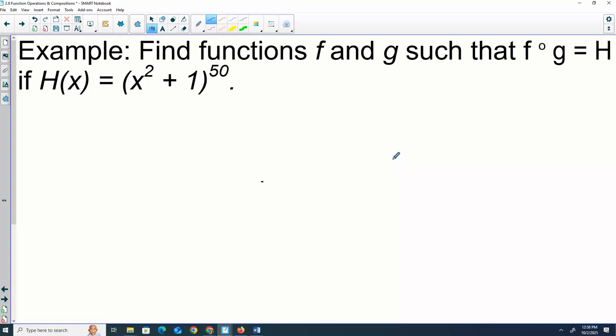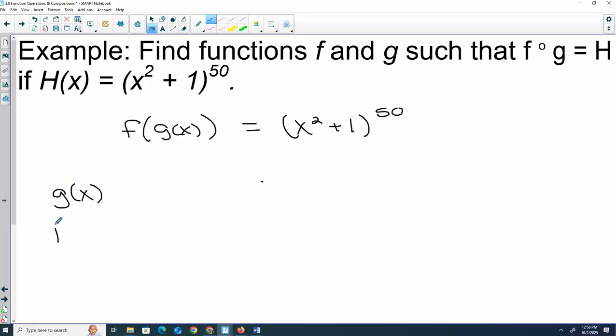I want to find functions f and g such that f composed with g is equal to h, if h is equal to (x squared plus 1) to the 50th. So f composed with g, that means f of g of x. It's telling me you did this composition and you got (x squared plus 1) to the 50th for your answer. Can you work backwards and tell me what your original functions might have been?